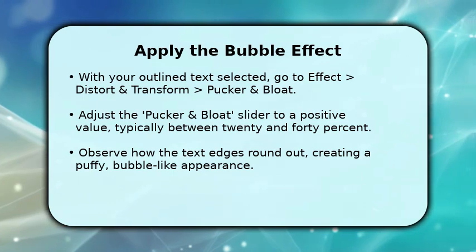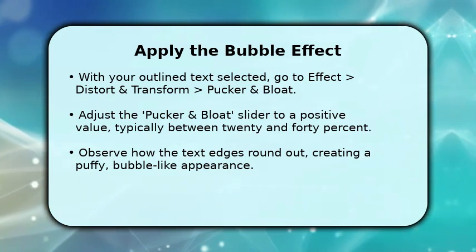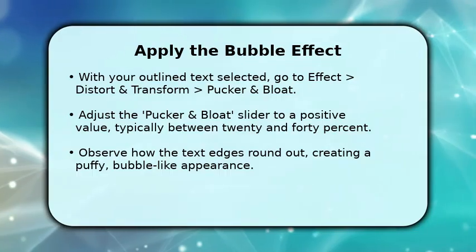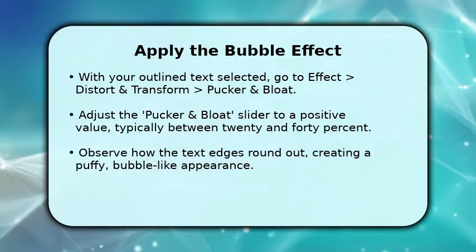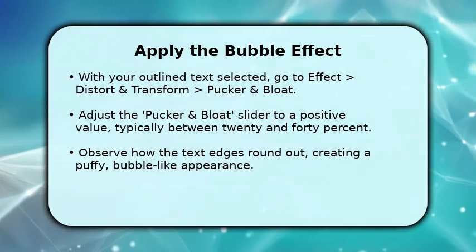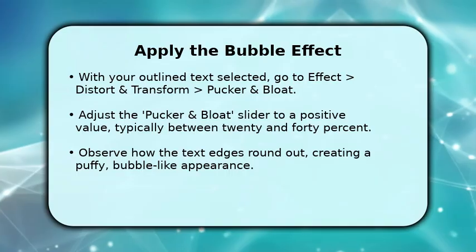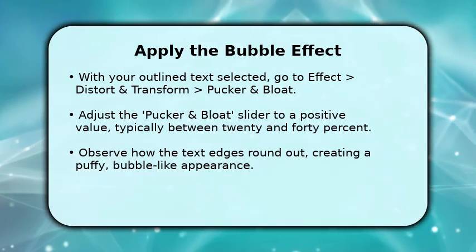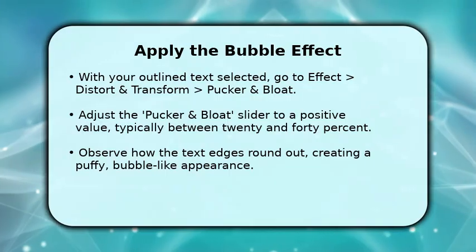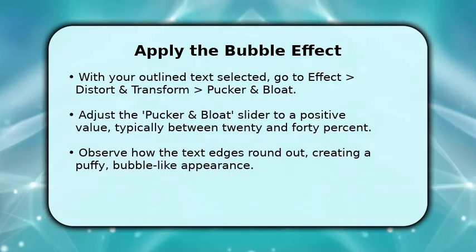With your text selected, navigate to the Effect menu, then choose Distort and Transform, and finally Pucker and Bloat. A slider will appear. Move it to a positive value, usually between 20 and 40%, to make your text bloat outwards. You will see the edges round out, giving it that distinct puffy, bubble-like look. Click OK to confirm your changes.